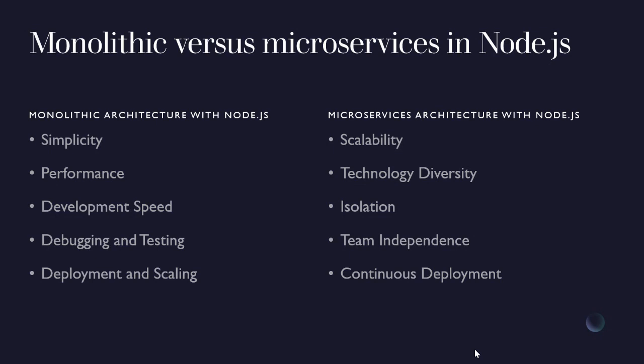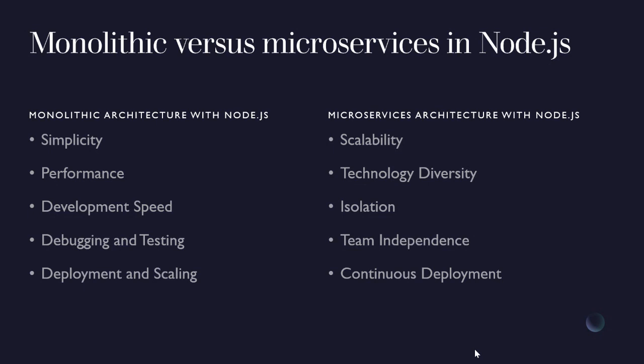Second point is technology diversity. Microservices enable you to choose different technologies and programming languages for each service. So you are not limited to any single backend or any single programming language, and this can be useful for using the right tool for each job or each service. Next point is isolation. Each microservice is isolated, meaning that a failure in one service doesn't necessarily bring down the entire application. This can increase the reliability of your application.